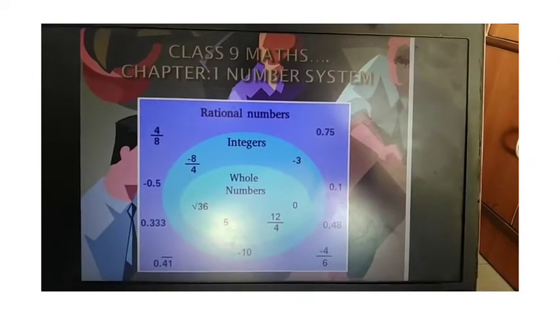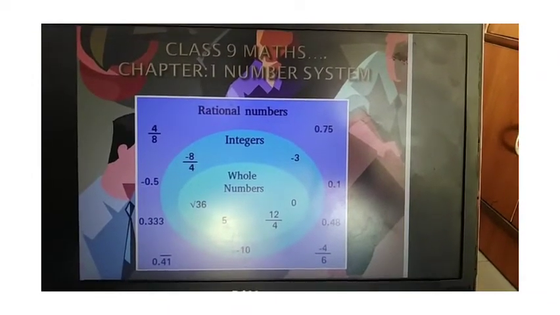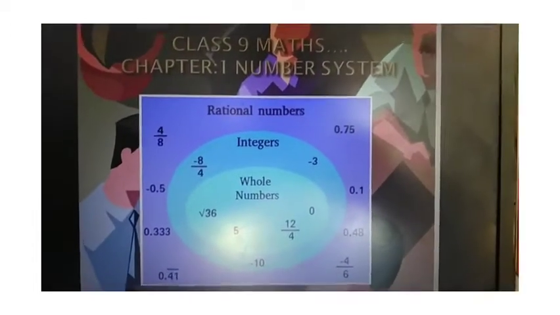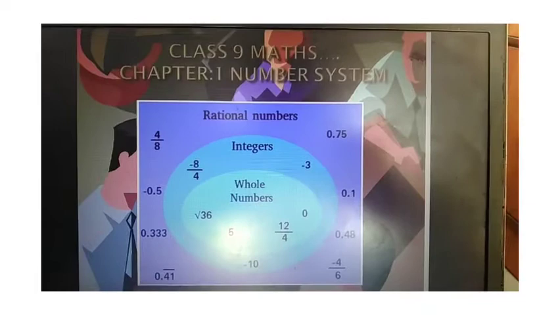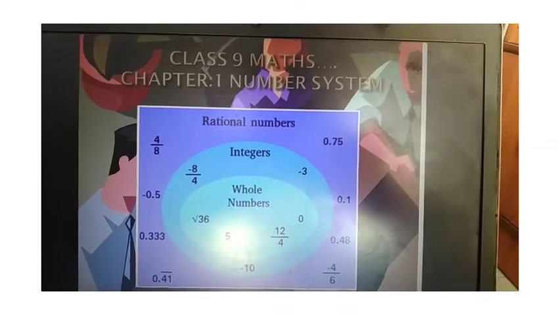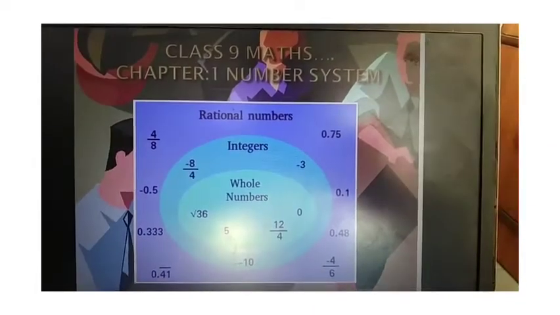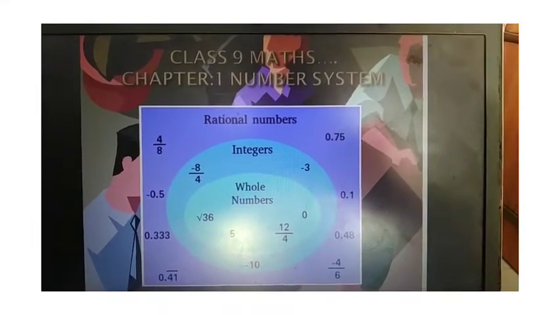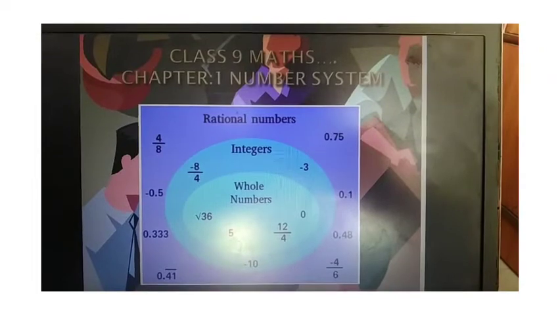So, we are dealing with chapter 1, number system. Already we have seen what rational numbers are. Just a recap of it. I have given the definitions of integers, whole numbers and rational numbers. So, let us see the solutions to exercise 1.1.